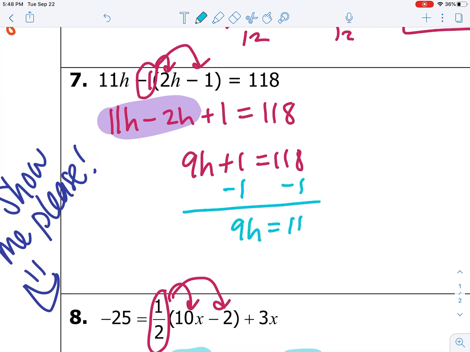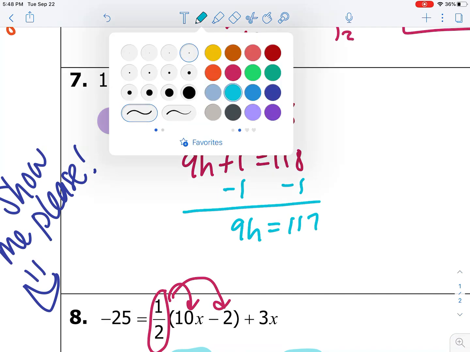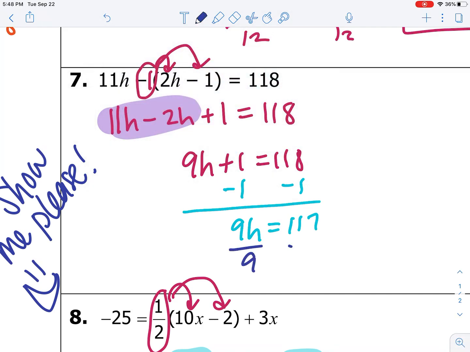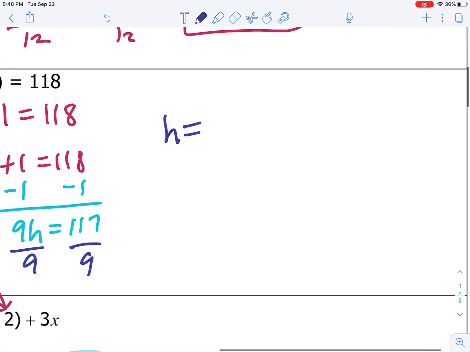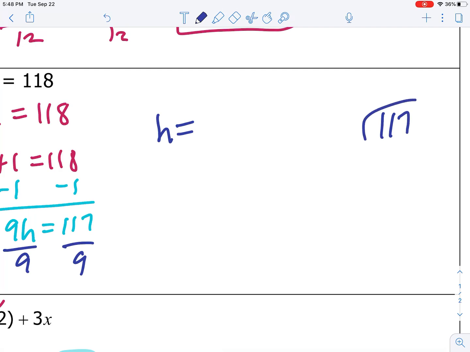So 9h equals 117. What is our last step? Our last step is to divide both sides by 9. So h is, and if I need to long divide, there's nothing wrong with that. Will 9 go into 1? No, but 9 will go into 11. How many times will 9 go into 11?